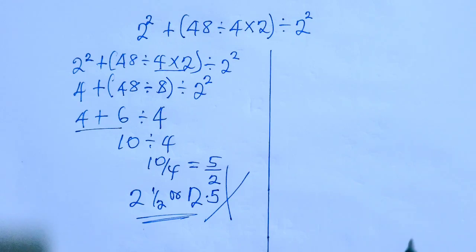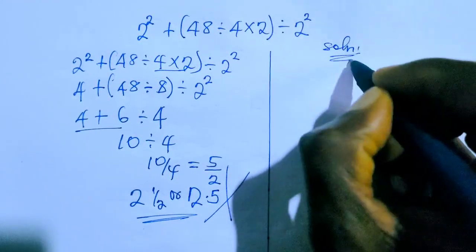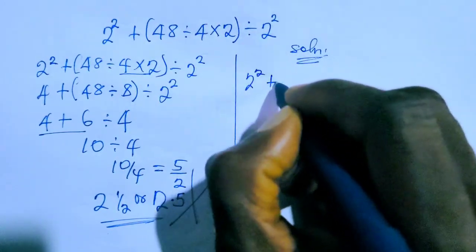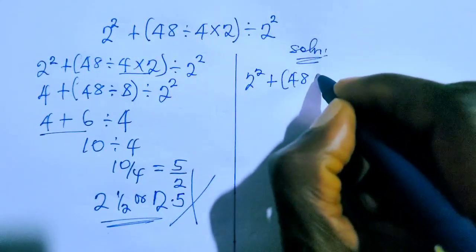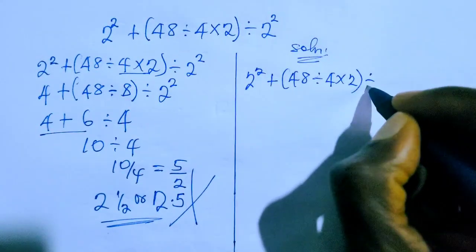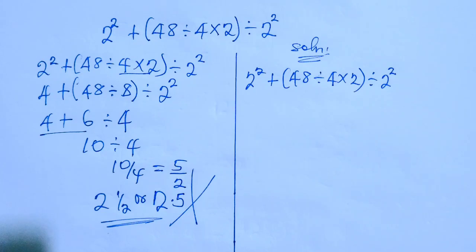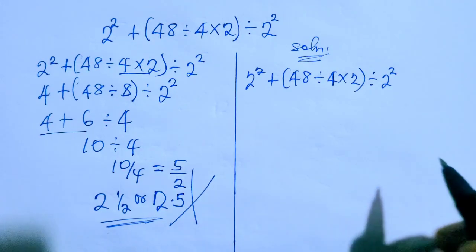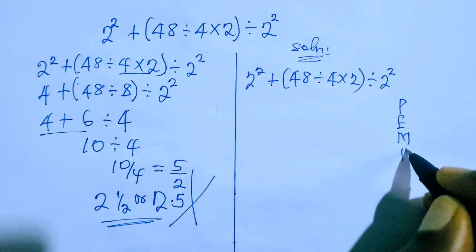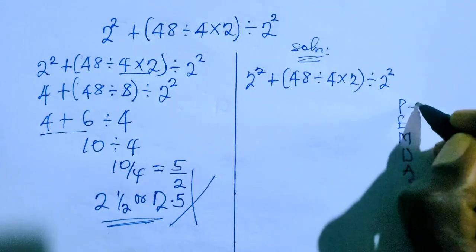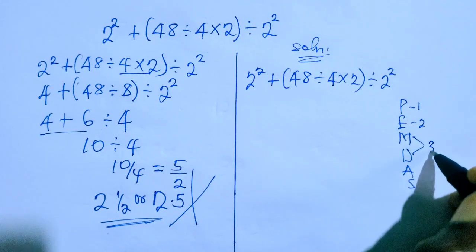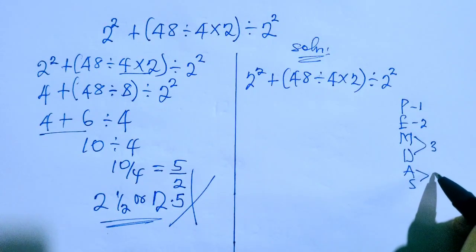To get this correctly, we are going to have this. Now, we have 2 to the power of 2 plus, in parentheses, 48 divided by 4 multiplied by 2, divided by 2 to the power of 2. Here we are going to consider the order of operations, PEMDAS. Multiplication and division have the same precedence. Addition and subtraction have the same precedence.